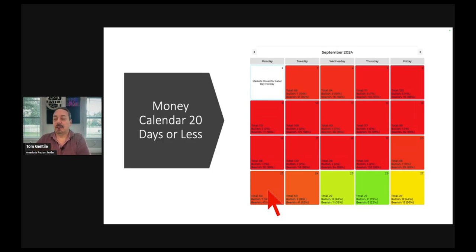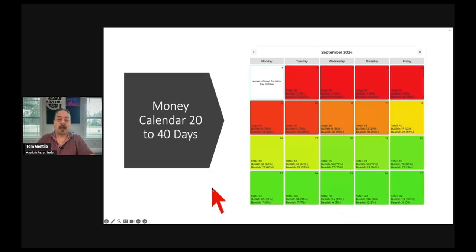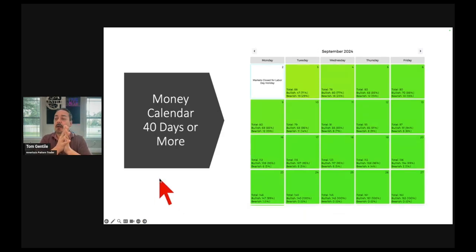So 20 days or less, this is what the calendar looks like. It doesn't start to get green till the end of September. However, when I'm looking at, say, stocks that have 20 to 40-day patterns, all of a sudden it shows the first, call it 2 weeks, where we have more bearishness, and the last 2 weeks of September will get to be more bullishness. And then finally, when I look at the longer term, let's look at 40 days or more. When I'm looking at patterns that start anywhere in September and have 40 days or more from that start date to its end date, then the majority of the screen is green.